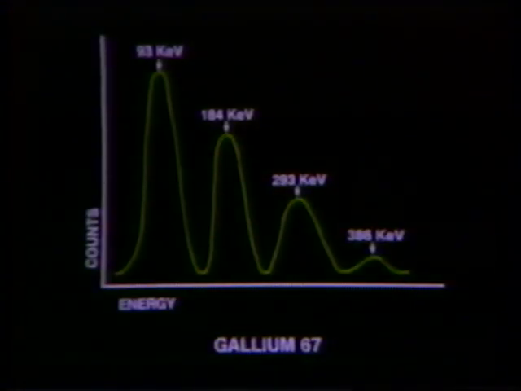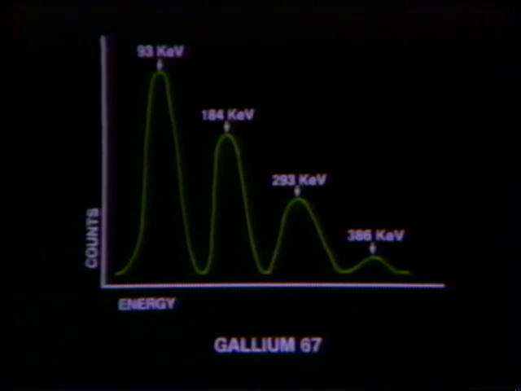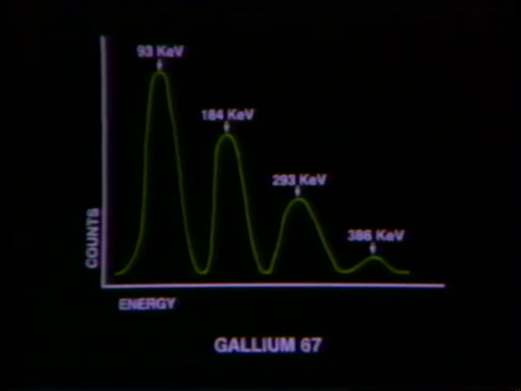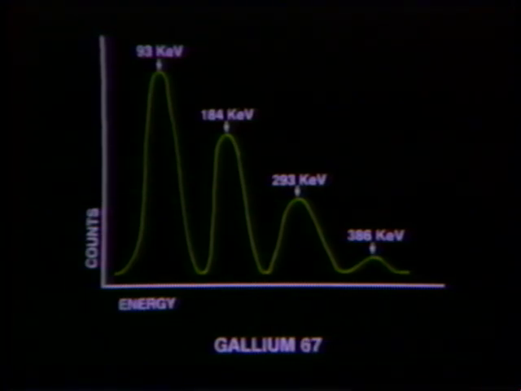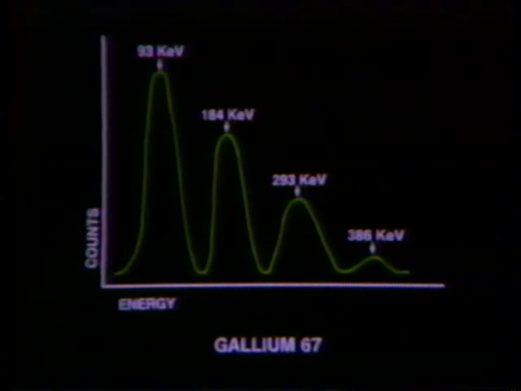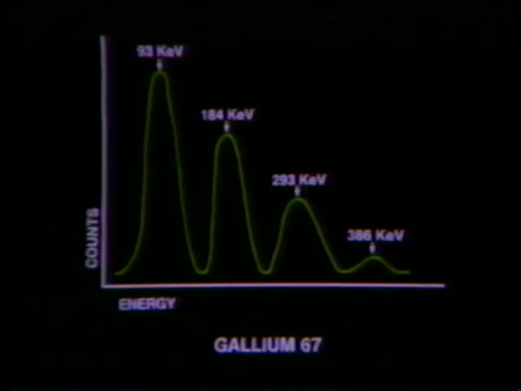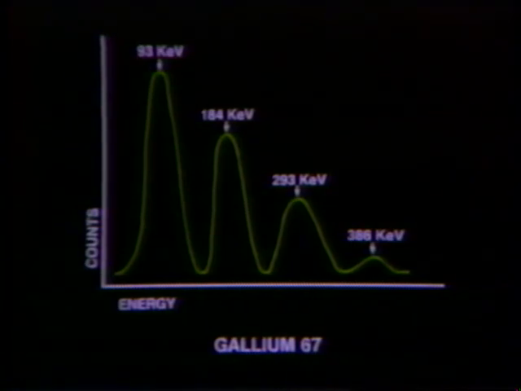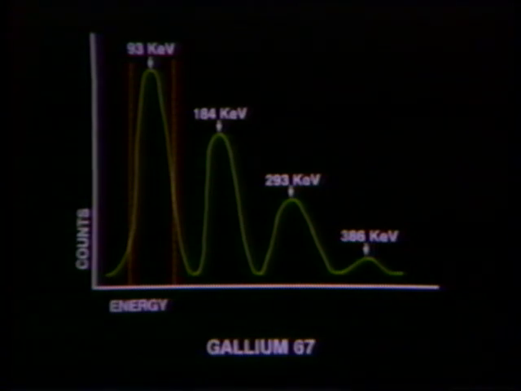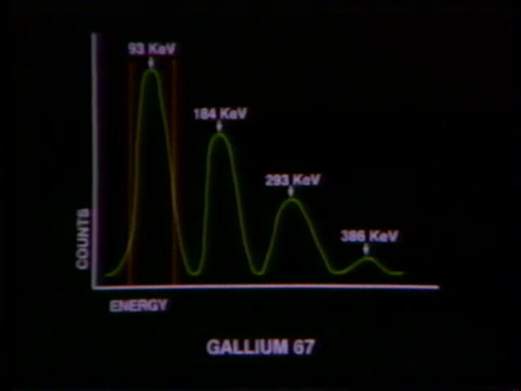40% of the time, gallium will emit a photon with an energy of 93 keV. 28% of the time, it will emit a photon with an energy of 184 keV. 16% of the time, it will emit a 293 keV photon, and 4% of the time, it will emit a 386 keV photon. If we only set our camera to accept a single energy, for example, the 93 keV photon, we would be missing 48% of the available photons.